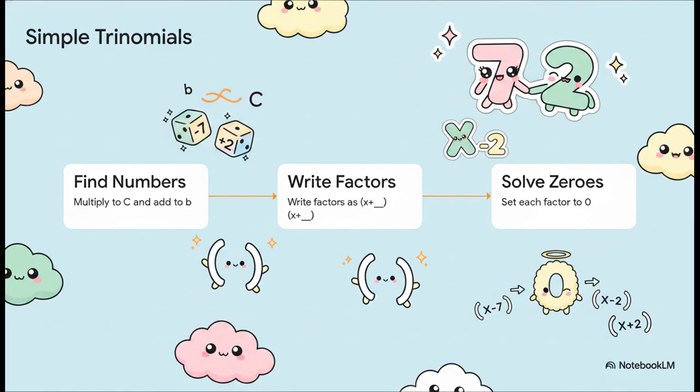For the simple case, the goal is basically a puzzle. We need to find two specific numbers that multiply together to equal the constant c term at the end. But they simultaneously have to add together to equal the middle b term. Let's take x squared minus 5x minus 14. Okay, we need numbers that multiply to negative 14 and add to negative 5. A little quick mental math points us straight to negative 7 and positive 2. You just drop those numbers right into the parentheses and boom, the puzzle is solved. X minus 7 times x plus 2.